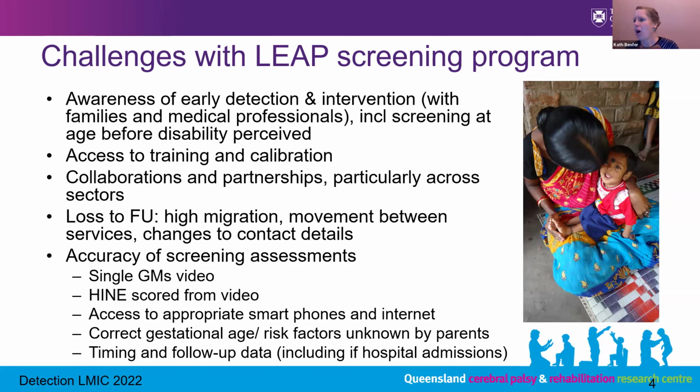General Movements and HINE are both really great tools, but of course we need to think about the complexity around accuracy versus feasibility and who our target recipients are. And offer screening as much as possible in conjunction with interventions, so that it's meaningful for the families and it serves the purpose of why we screen in the first place.